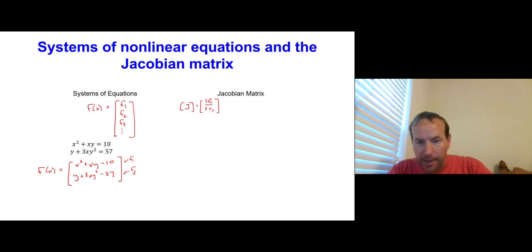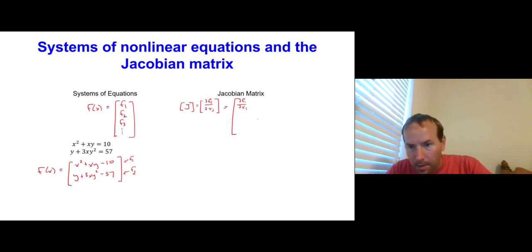And so in general, it's taking the derivative of the ith function with respect to the jth variable. And so what that looks like if you expand this out is the first position is given by df1, dx1. The last position is dfn, dxn.